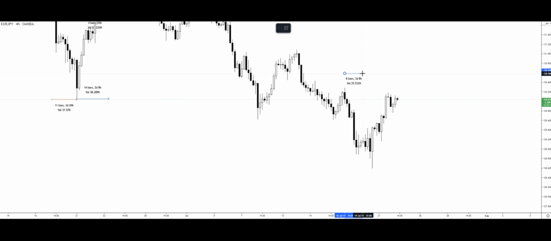So if we measure from this high all the way down to the wick low, change that to red, and then from the same point we'll do this candle. So from this candle to this point and this candle. As you can see, it took 6 bars to reach the upside, and it took 11 bars to reach the downside. So this tells us that the bulls are in control.